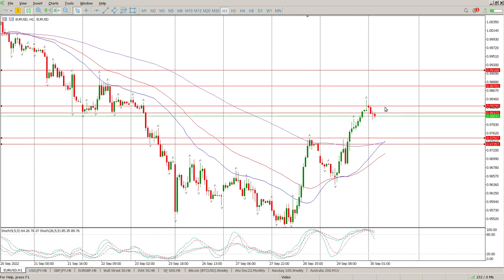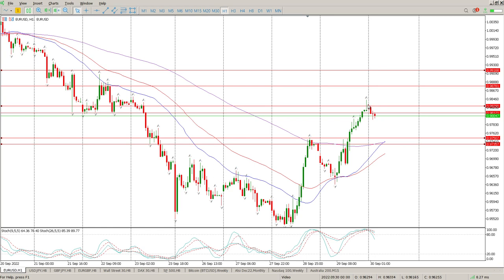So this is the first area we're paying attention to, that's 0.98290 and 0.98121. If we reject this area, I would expect to move back into this zone here, and that's at around 0.97507. If we sort of build a base here and move up, then this is the next area that you're looking for rejection.